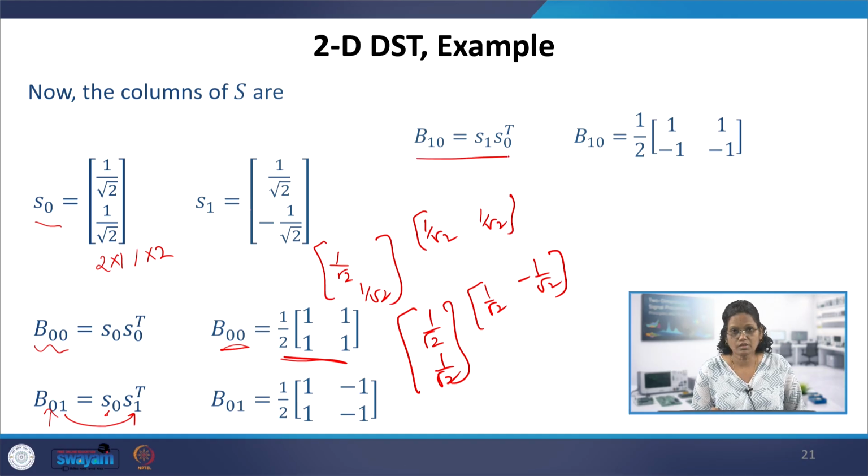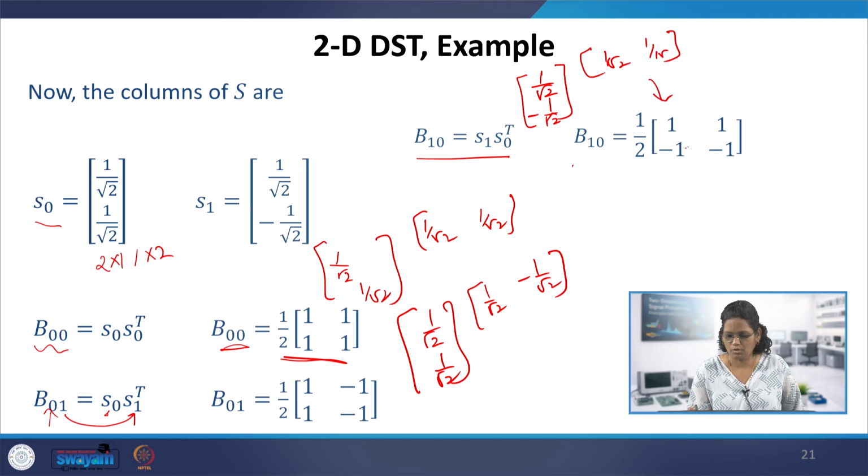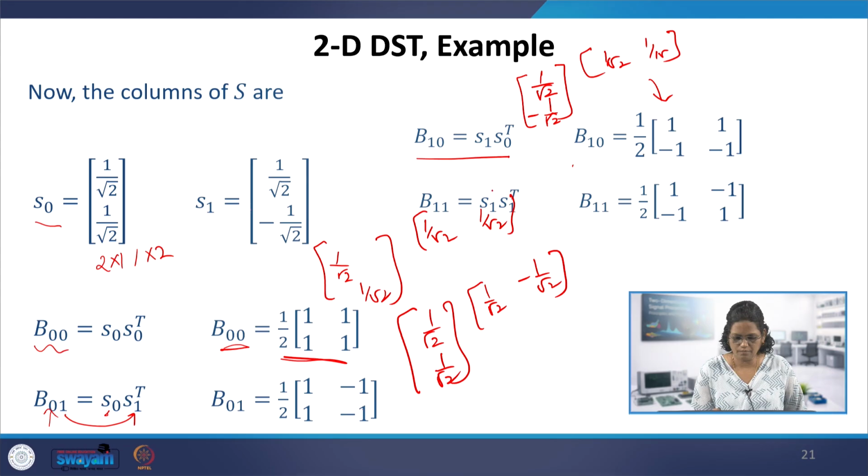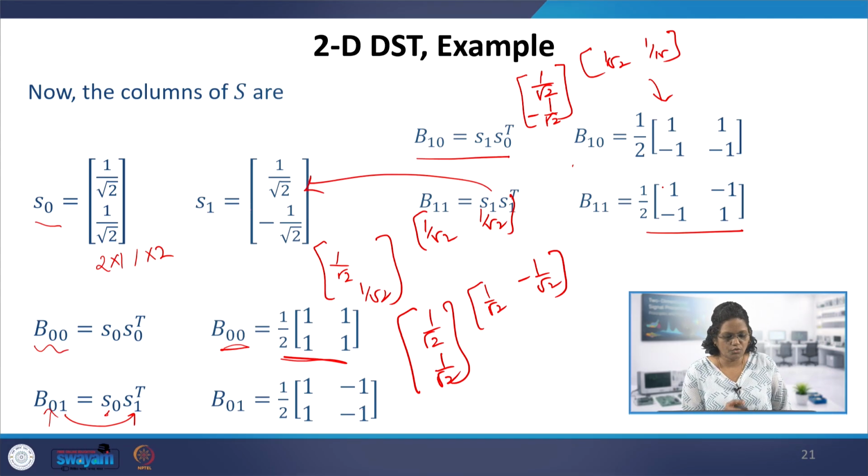Similarly for B10, we have S1, 1 by root 2 and minus 1 by root 2, and S0 transpose, that is 1 by root 2 and 1 by root 2. If you multiply them, we get 1 by 2 times 1 1, minus 1 minus 1. So this is B10. Similarly, B11 can be obtained from S1 and its transpose. If you multiply that, we get one more basis image. So there are 4 basis images involved in V, the transformed coefficients of the image we got.